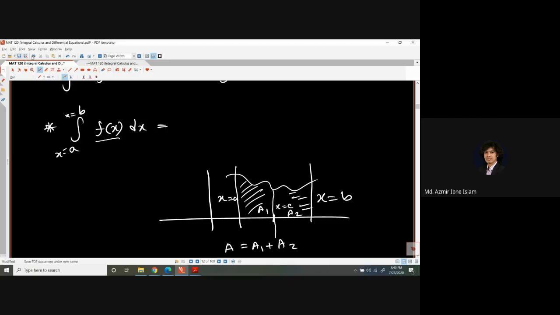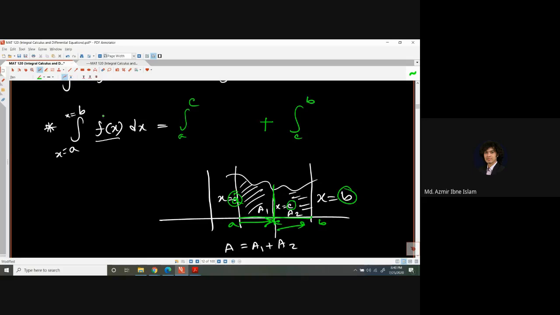So that means what I am trying to say, we are integrating from x equal to a to x equal to b. But for the simplicity of our calculation, suppose we have another vertical line here, x equal to c. So what we can do here, the total integral from x equal to a to x equal to b will be split up from a to c plus c to b.